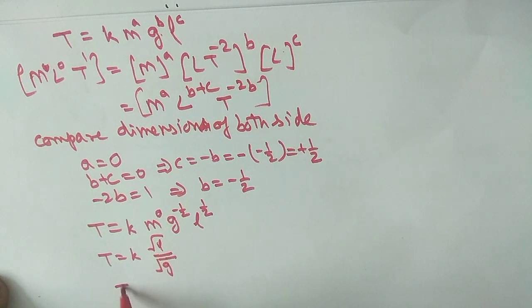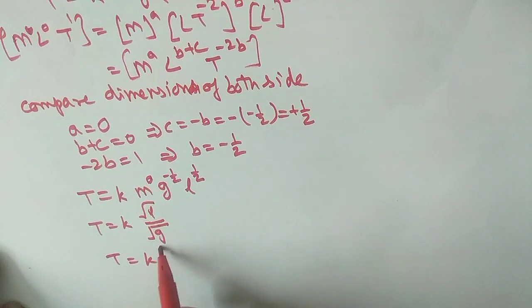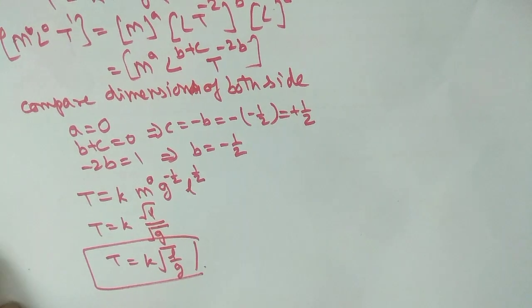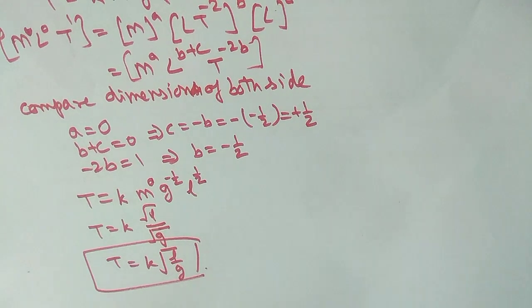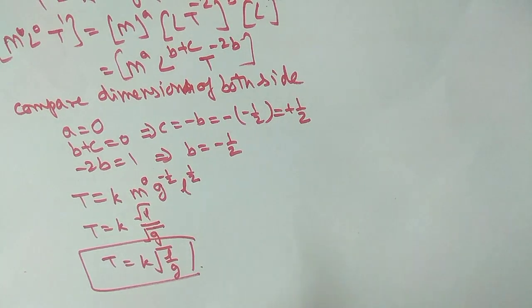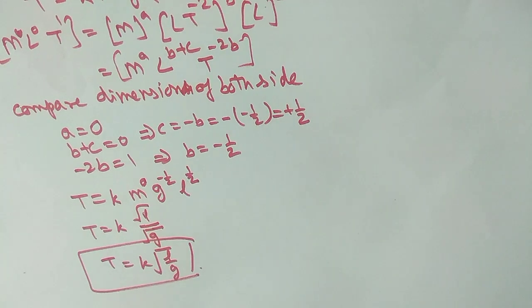So simply we can write T is equal to K under root L upon g. Clear? So this is a relation among L, g and T. So using the third application, we can establish any equation easily. It is a very easy and very interesting application. It's very important to understand.